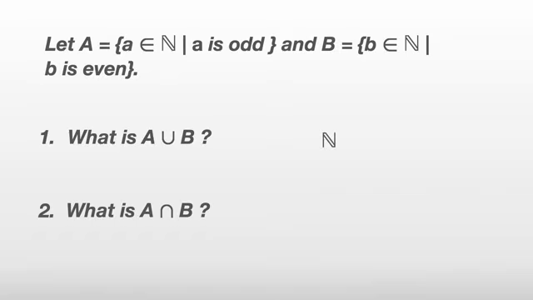The intersection of A and B would contain only numbers that are both odd and even. There aren't any numbers which fit this criterion, and so the intersection of A and B is just the empty set. Let's look at some properties of the union.